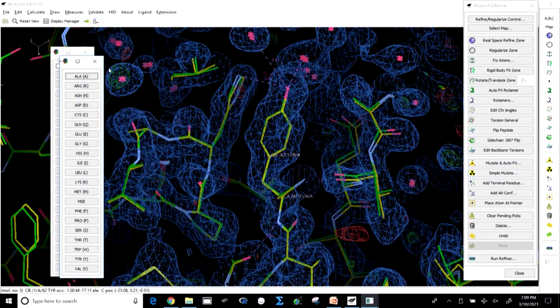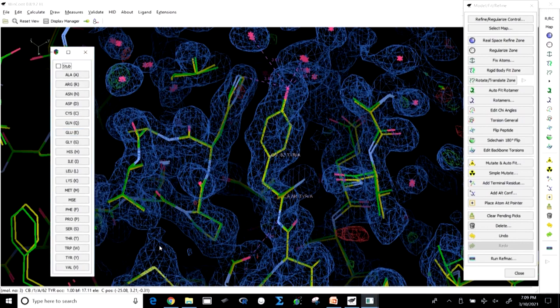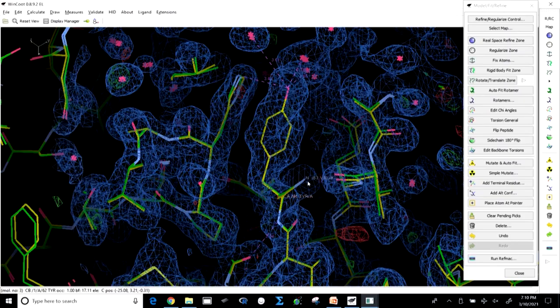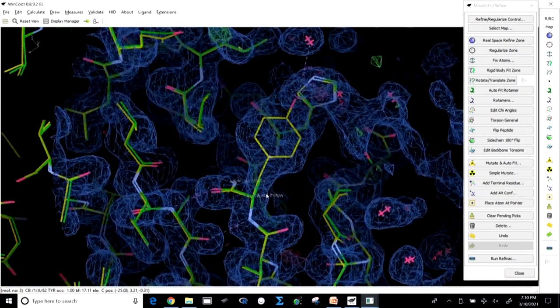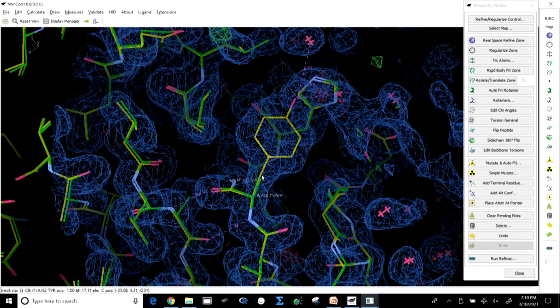When you click here, you will see that all the options are given. Suppose you want to make an alanine. So, you see that the alanine mutation happened.